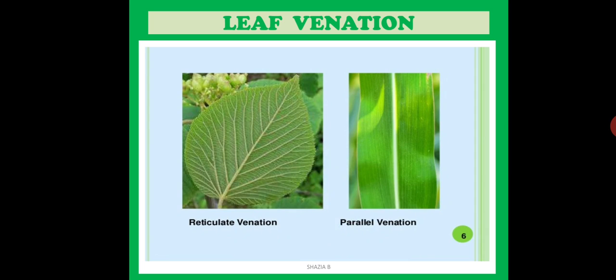So mainly the veins are the lines that are present on the leaves, and venation is simply called the arrangement of these veins. Mainly two types are there: reticulate and parallel. Parallel, as the word indicates, the veins are arranged parallel and a specific design is there. Whereas in reticulate venation, the veins are irregularly arranged and form a network.